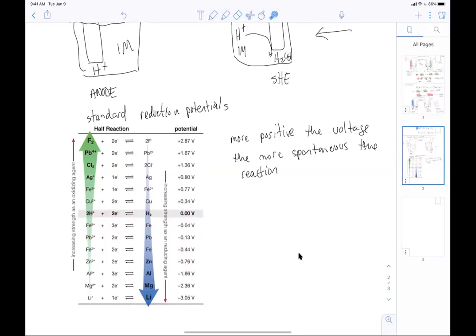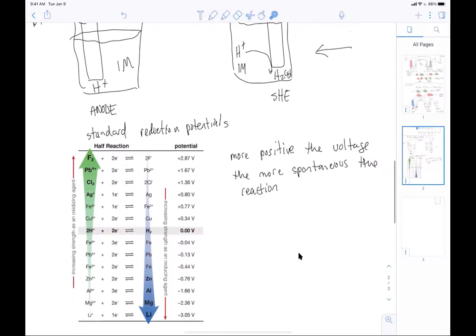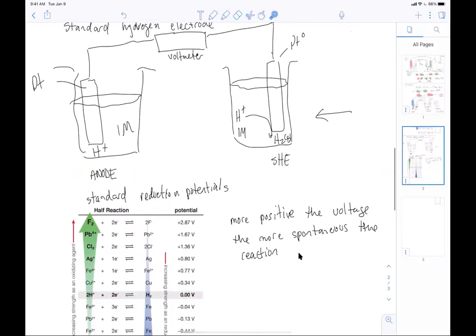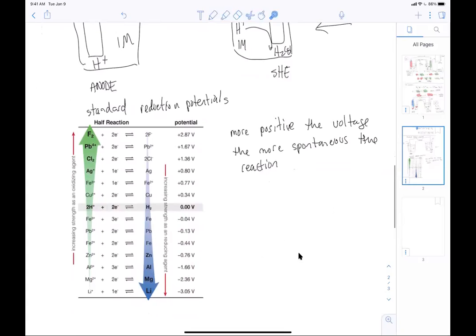Going from lead +2 to lead 0 is not spontaneous. So when we try and do this reaction up here, you would see that it doesn't happen. That is the implication of a negative voltage. It won't happen spontaneously against the standard hydrogen electrode. And so that's how to read this. That's what this table is useful for.